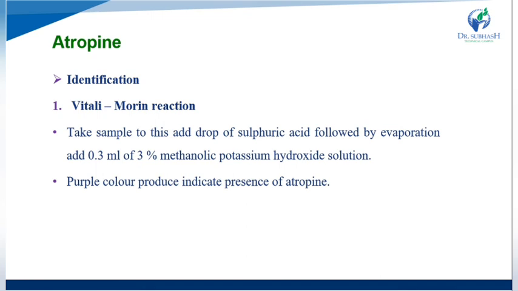In this test, first we take a sample of the drug and add a few drops of sulfuric acid followed by evaporation, then add 0.3 ml of 3% methanolic potassium hydroxide solution. It generates a purple color, which indicates the presence of atropine.